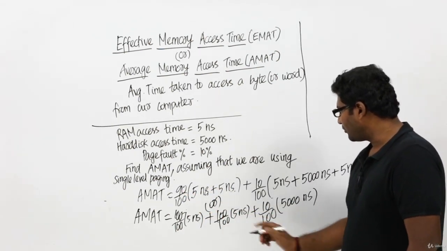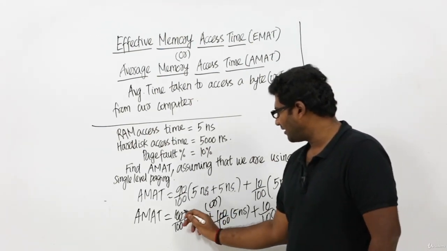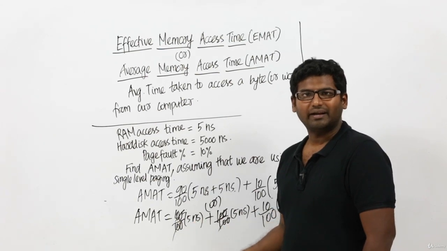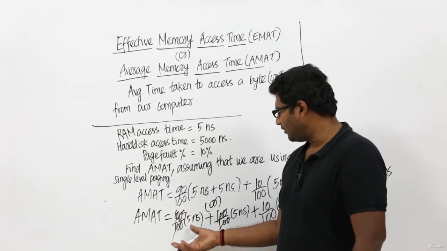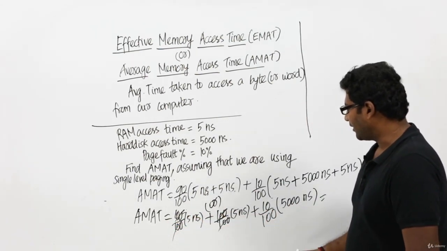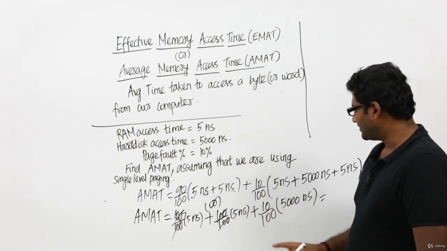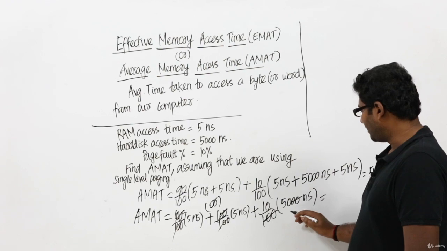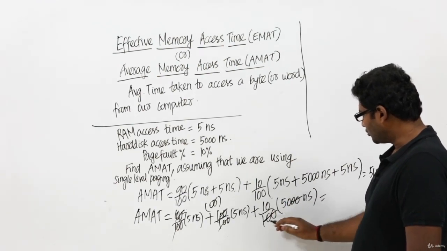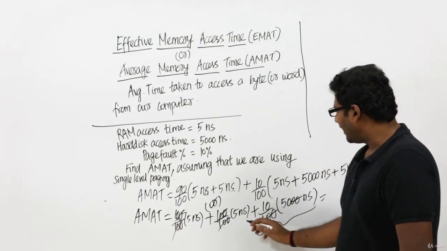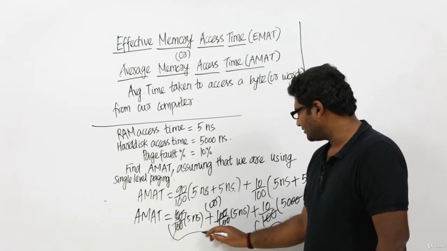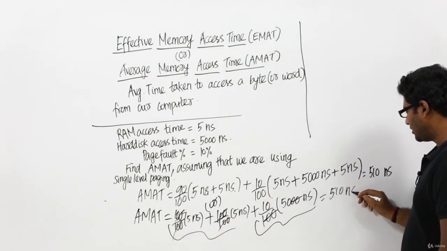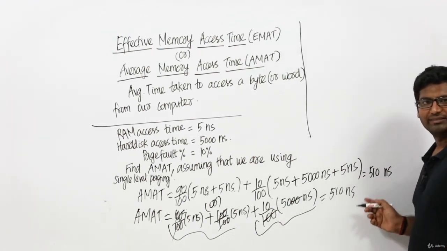In case we compute this, the 100 and 100 are going to get cancelled. Just for understanding, I have written 100 by 100; you need not write this always. 5 nanoseconds plus 5 nanoseconds is 10 nanoseconds. Now these two zeros are getting cancelled, so 50 into 10 is 500, so this is 500 nanoseconds. And this is 5 plus 5, which is 10 nanoseconds. So 500 plus 10 is nothing but 510 nanoseconds. Effectively we are getting the same answer.